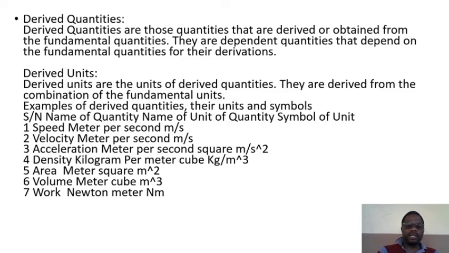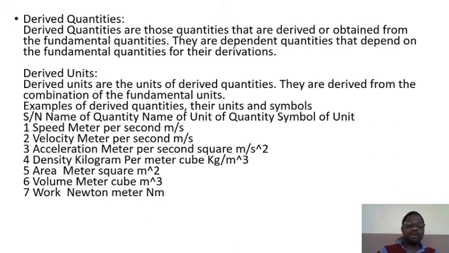Then the derived unit. We say derived units are the unit of derived quantities. They are derived from the combination of fundamental units. So, like I said earlier, the fundamental quantities and their units are 7 in number. Then the derived quantities and their units are numerous? They are uncountable. So we just give few examples of them.